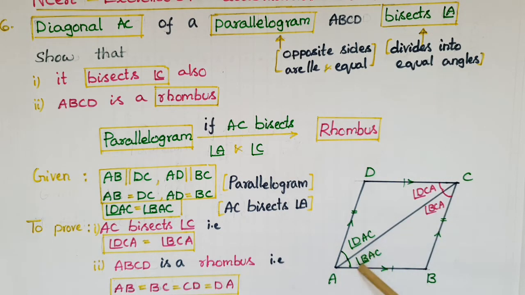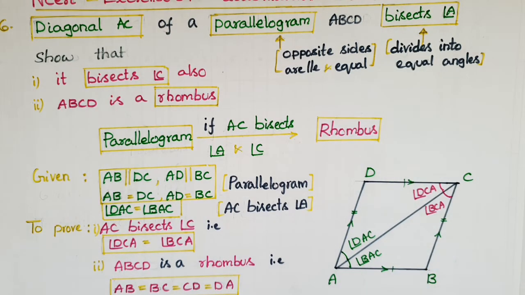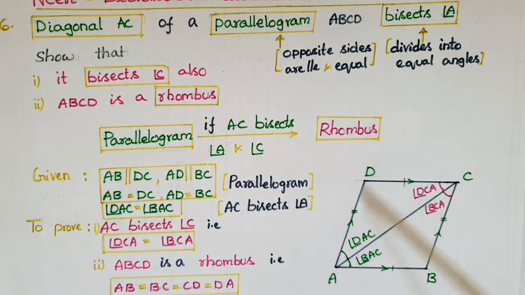These two angles are equal, and here we have to prove, first, that AC bisects angle C. That means we have to prove that these two angles are equal. So angle DCA is equal to angle BCA, and second, we have to prove that ABCD is a rhombus. Already this is a parallelogram, with opposite sides parallel and equal, but in a rhombus we know that all sides are equal, so we have to prove that AB is equal to BC is equal to CD is equal to DA.